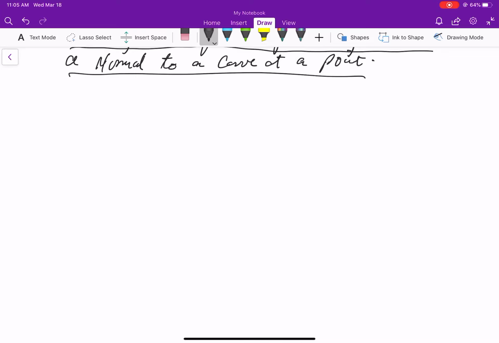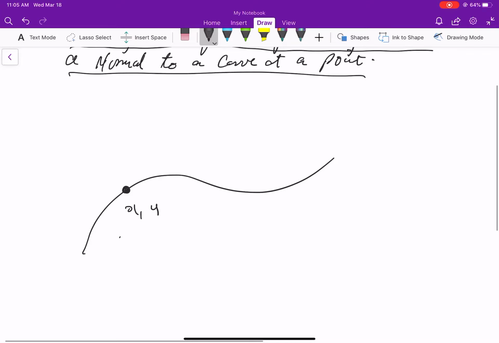Okay, here's a curve. Here's a point on that curve. Let's say the coordinates of that point are x1, y1. Here is a tangent to the curve at that point, a line that just touches the curve at that point. A normal would be a line that's perpendicular to the tangent passing through the same point. That's the definition of the normal.